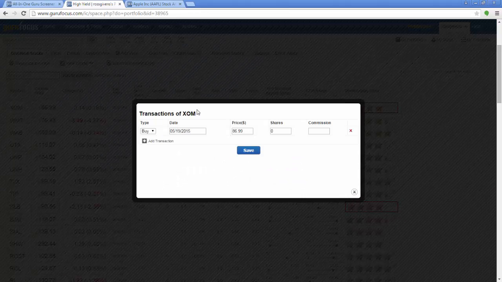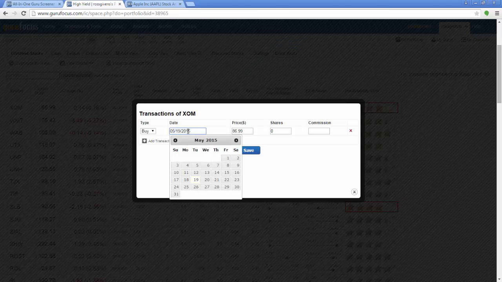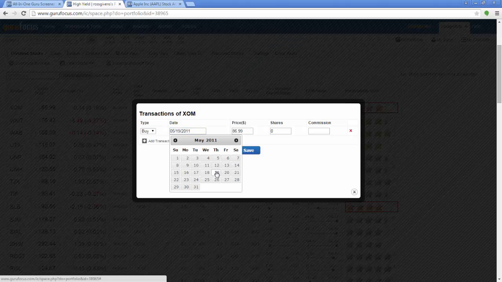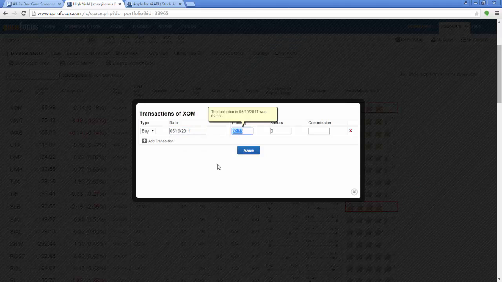We click on that date. And then let's say we bought this maybe 2011. Okay, we'll just say 4 years ago, May 19th, 2011. It automatically gives me this pop-up that shows me the closing price on that date. So you can either use that price, or you come in here and say, I actually got it at 82.05. I had a good buy that day, whatever that may be.